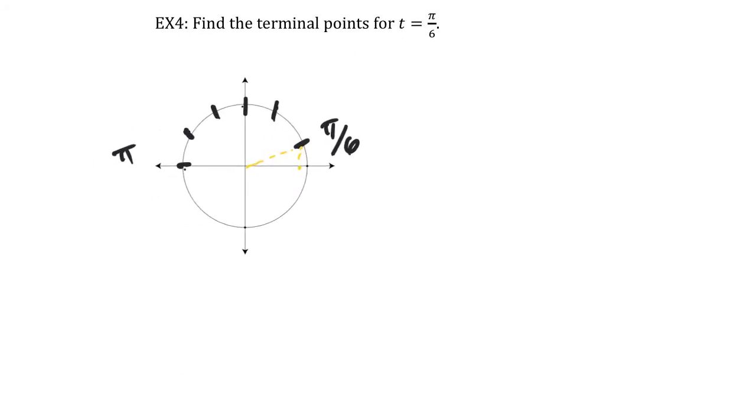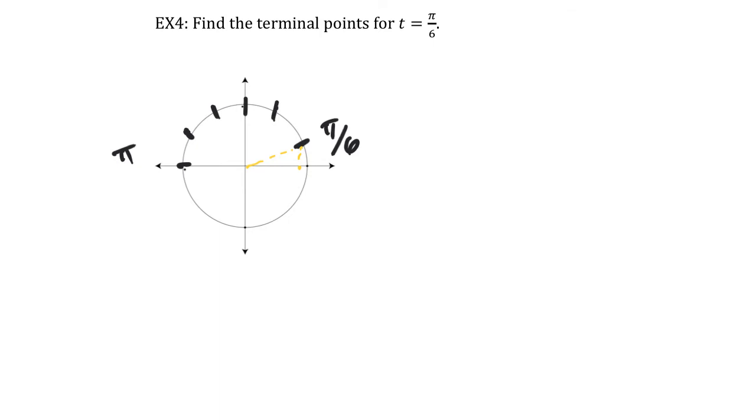All right, we're going to try another one. So pi over 6 ends up being pretty much right here. Remember this is always pi, so if you split that into 6 pieces, 1, 2, 3, 4, 5, 6, pi over 6 is right there. So what we're trying to do to find the terminal point is find the x and the y coordinates of pi over 6, if we've traveled pi over 6. So we need the x and we need the y.